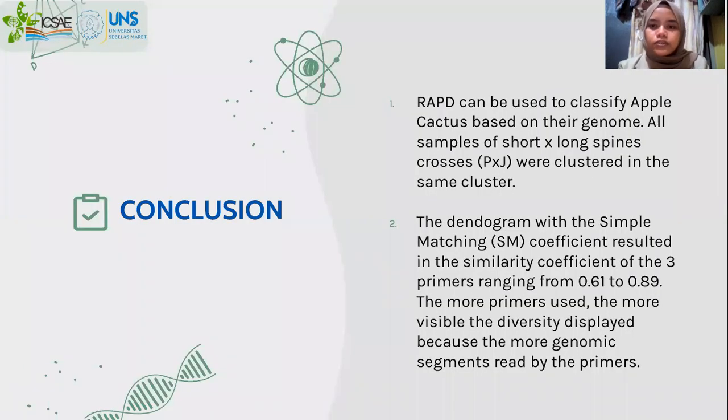And for the conclusion, RAPD can be used to classify apple cactus based on their genome. All samples of short and long spines crosses, or PXG, were clustered in the same clusters. The dendrogram with the simple matching coefficient resulted in the similarity coefficient of 3 primers ranging from 0.61 to 0.89. The more primers used, the more visible the diversity display because the more genomic segments read by the primers.